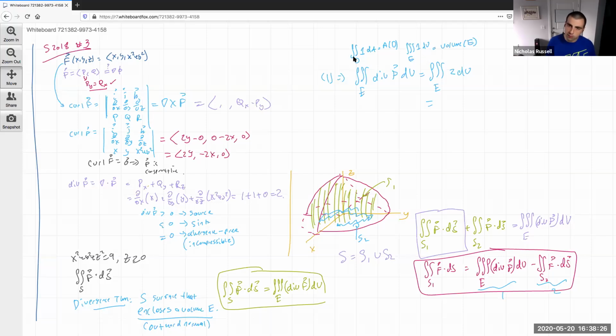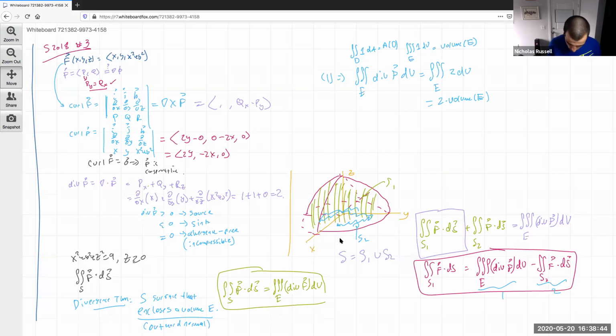This is the area of your domain. If it's a double integral, it's the volume of your domain. If it's a triple integral, many times it's very easy to calculate. So here, this is just 2 times the volume of E. Now, the volume of E here is just half of a hemisphere, so I can calculate that really nicely.